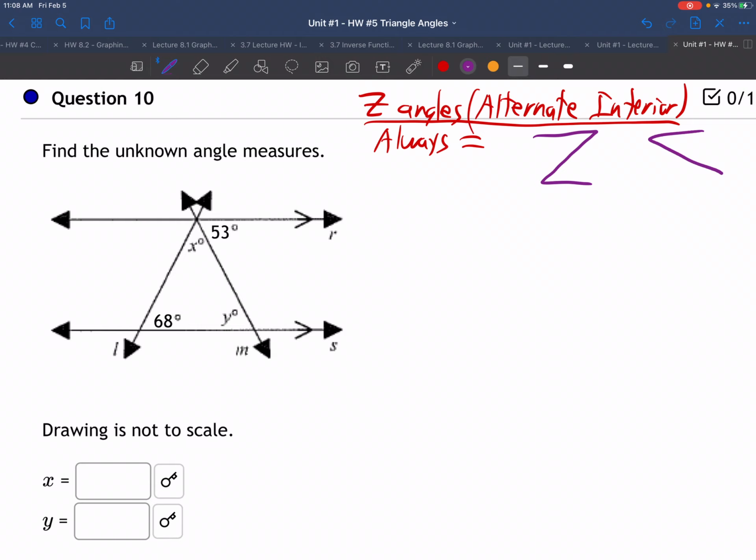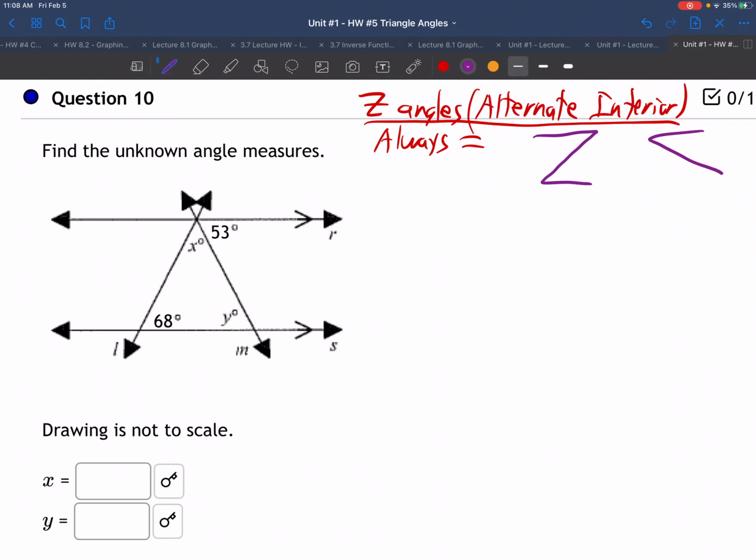Well, here's the important fact. Z angles is what I call them. Z angles, technically they're called alternate interior. Z angles are always equal. Now, what do I mean by Z angles?